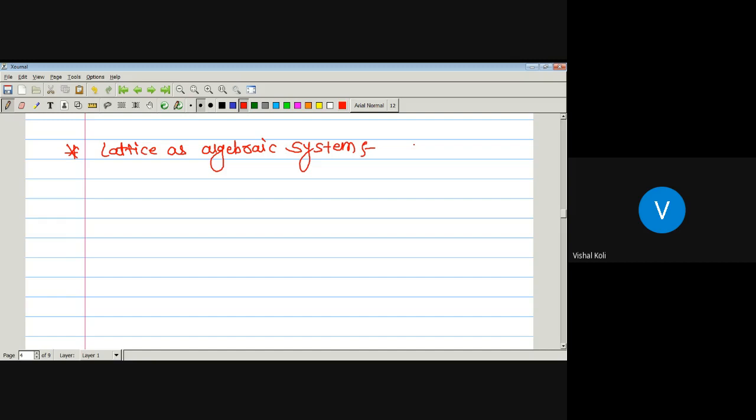So what is the definition? A set equipped with one or more than one operations. It means if we take A and B any two elements, and star any operation defined on that set, then A star B is again in that set.